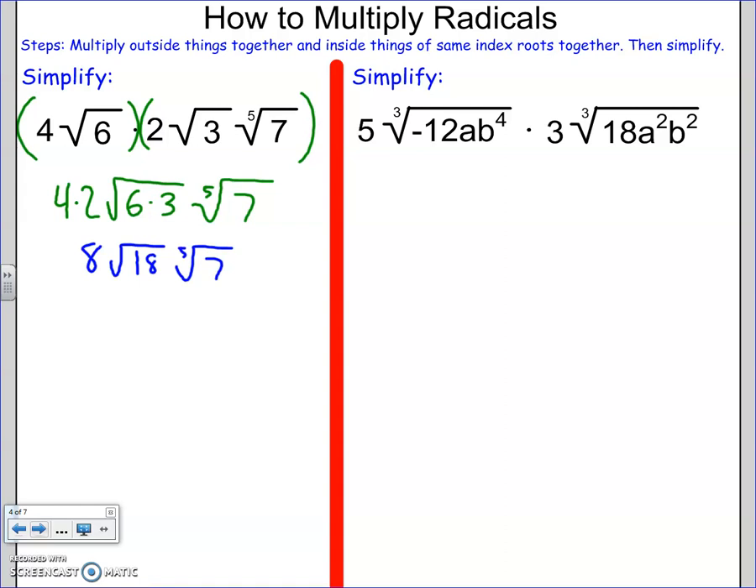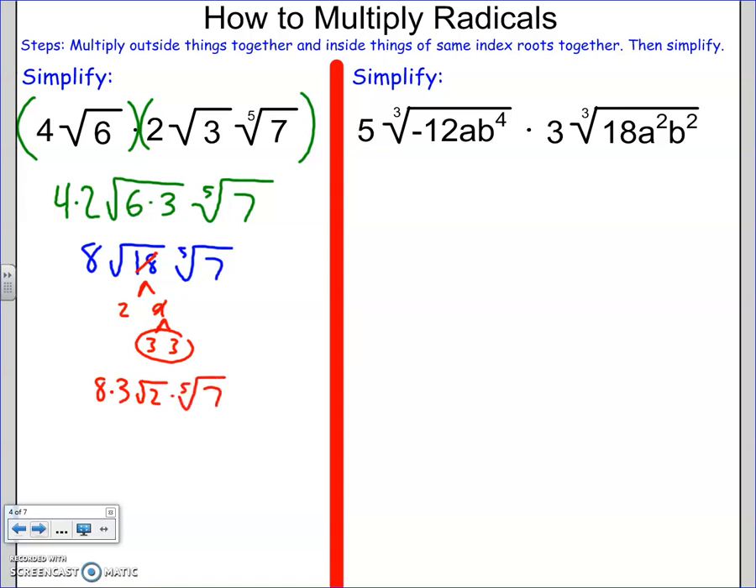So the square root of 18, I can break it down, tree branch. That's 2 times 9. 9 is 3 times 3. So there's a pair of 3's. So 3 goes out, that 2 stays inside. Don't forget that 8 in front, and then this is the 5th root of 7. We can't do anything to that.